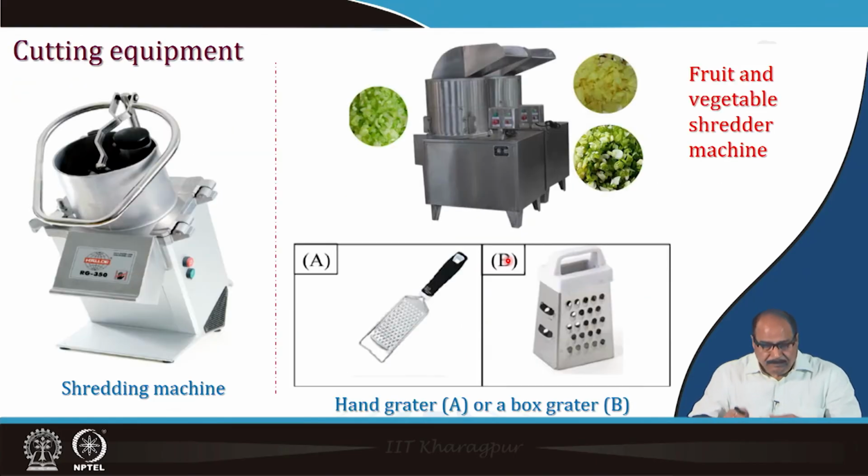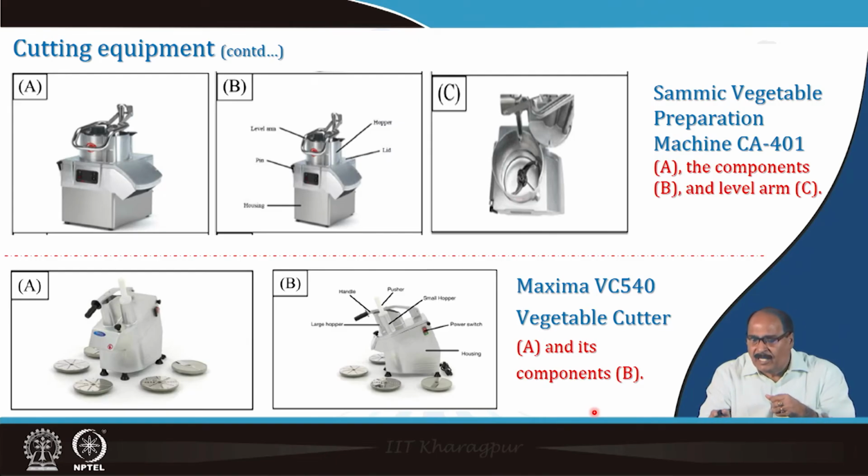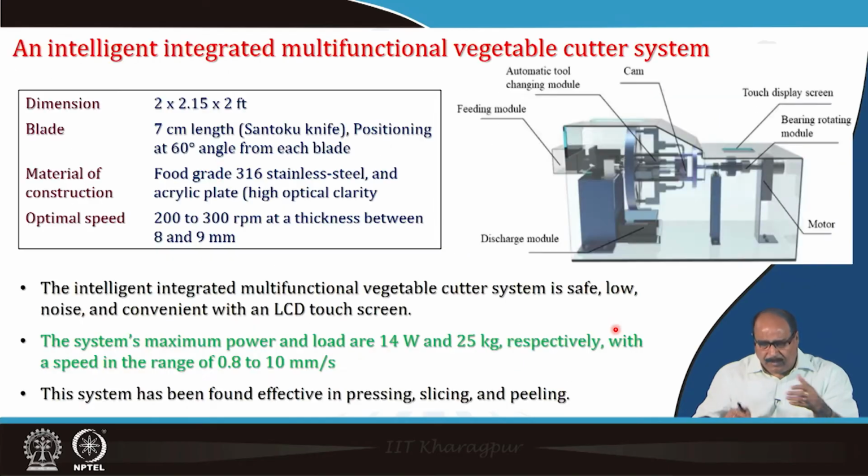Then in these slides I have shown you some cutting equipment, and these equipments are very common. They are available in the market, and even home appliances for cutting fruits and vegetables are available. This one shows a shredding machine, then a hand grater and a box grater. Then here is a ceramic vegetable preparation machine, or Maxima VC540 vegetable cutter. So all these are simple machines where a cutting assembly is provided, and many of them are motor operated and available in the market.